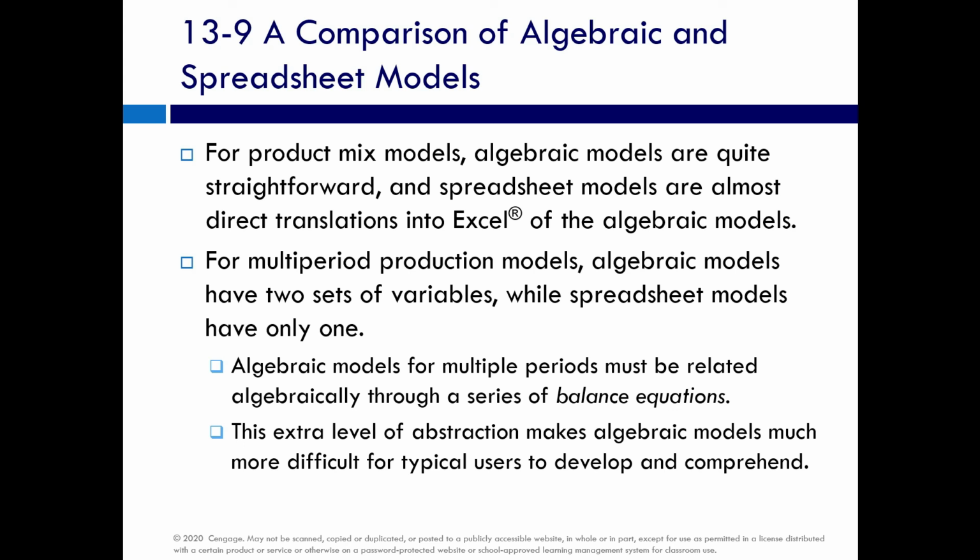For product mix, algebraic models are quite straightforward, and spreadsheet models are almost a direct translation to Excel. Multi-period production models have two sets of variables in the algebraic model, while the spreadsheet has one. The algebraic model has multiple periods that must be related algebraically through a series of balance equations. The extra level of abstraction makes algebraic models much more difficult for typical users to develop.